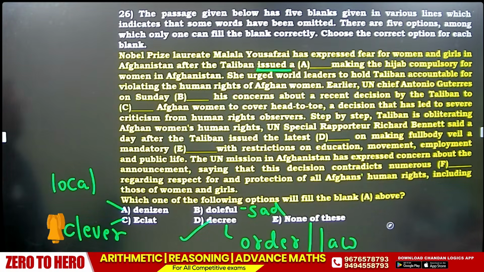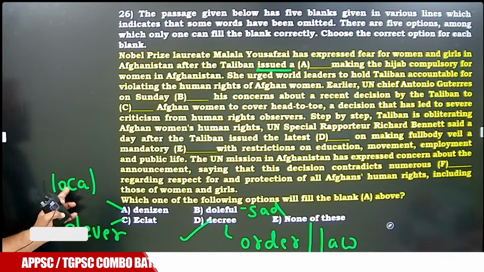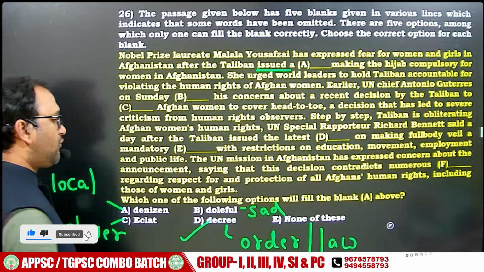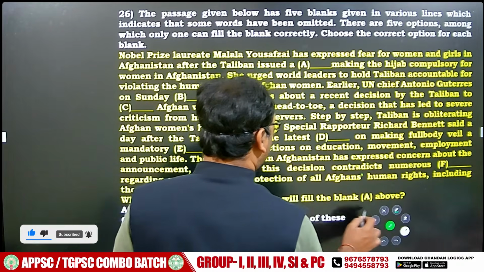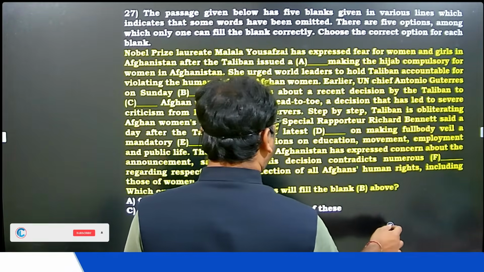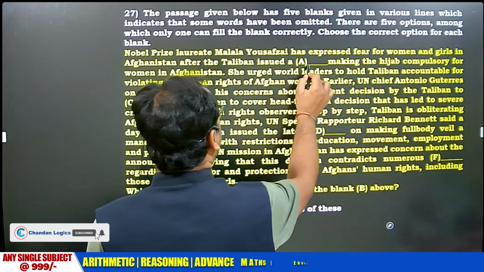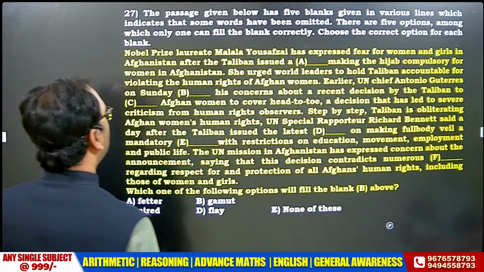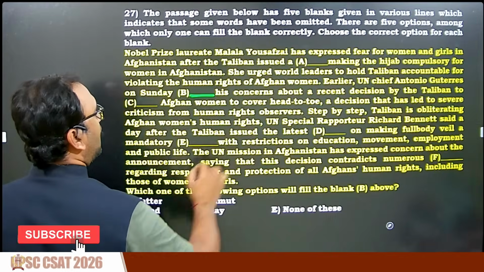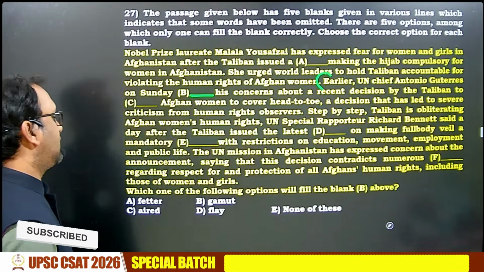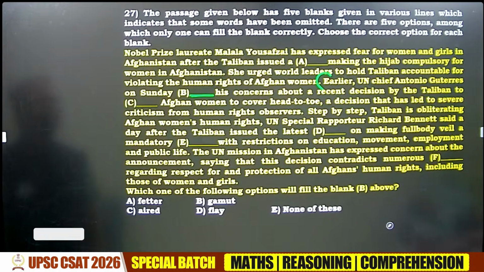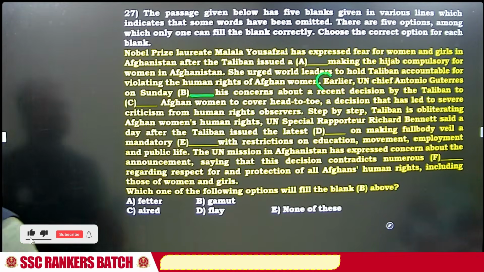Decree means order. See the other vocabulary. Denizen is local, inhabitants. Eclat is brilliant, clever. Doleful is very sad. So you don't have to really understand the complete paragraph. Just go by the sentence. So issued a decree, issued an order. Okay, issued an order. Now you try this. I think you can start from a small sentence. Earlier, United Nations Chief Antonio on Sunday dash his concerns about.